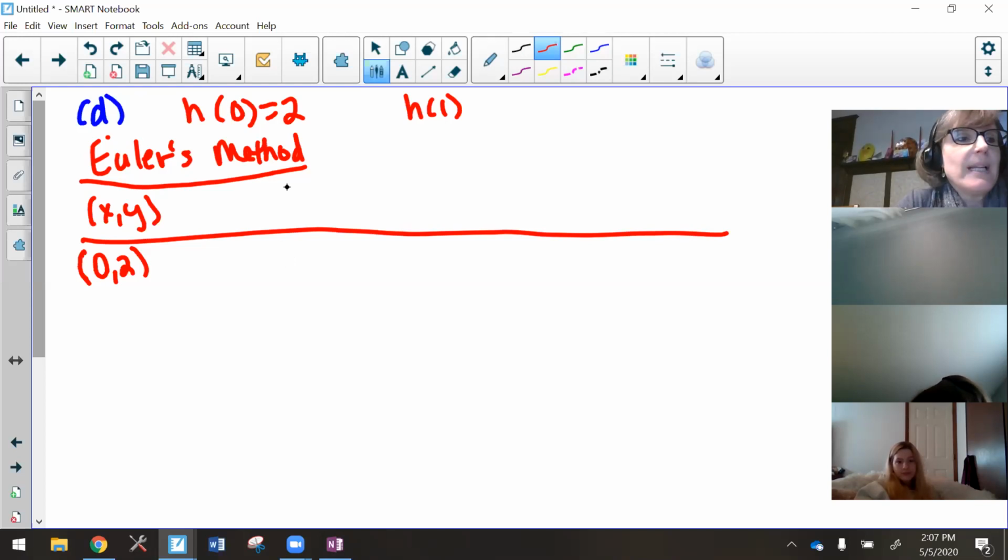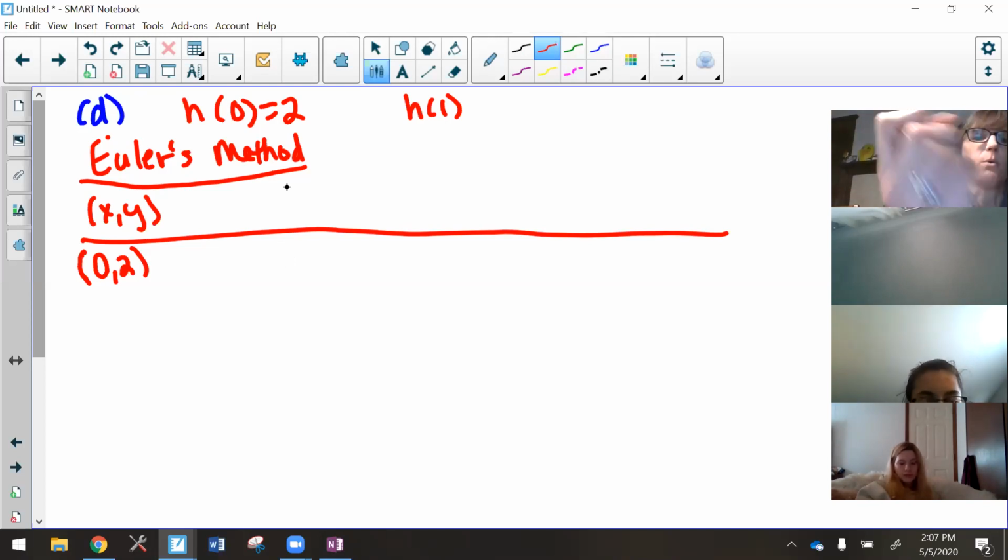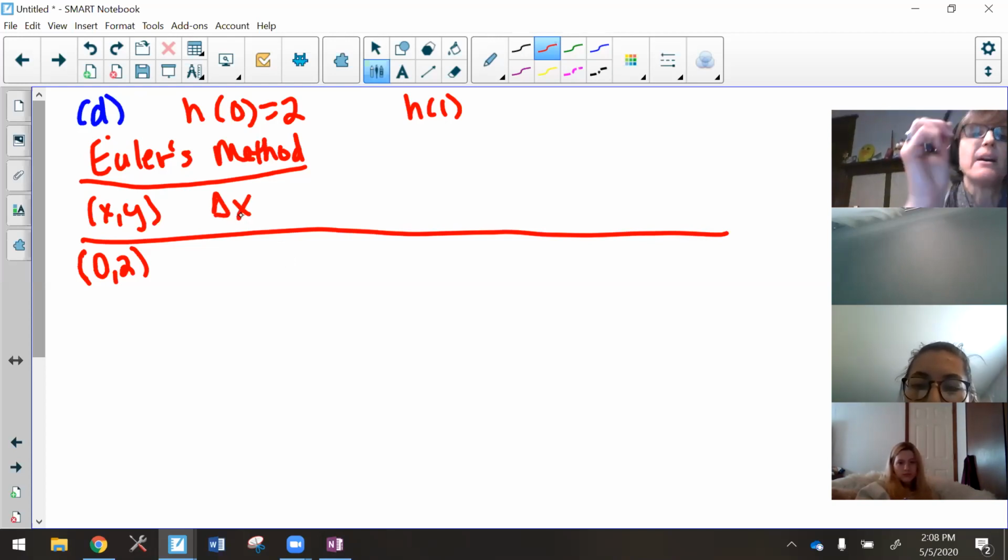And remember that the whole idea with Euler's method is that I move a little bit in x, I figure out what that means in y, how that changes my y value, I come up with a new ordered pair, and that starts my process over again. So the first thing I have to figure out is what my delta x is going to be. How far am I going to move over in x?